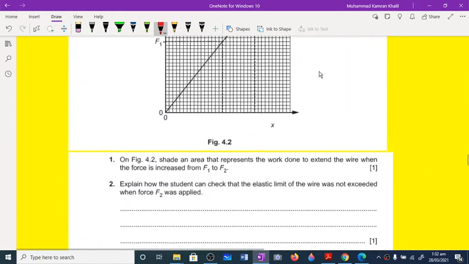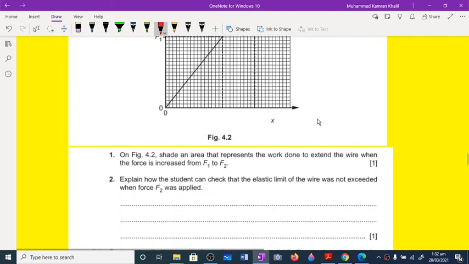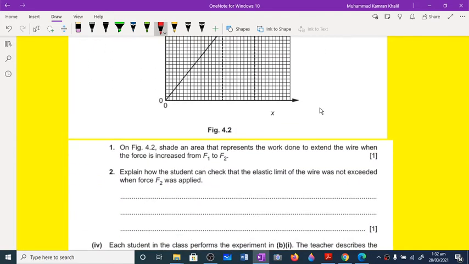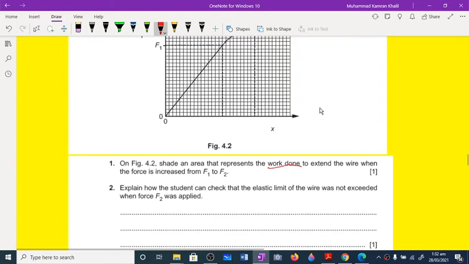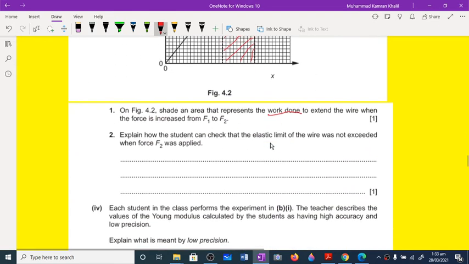The next part is related to this: another student repeats the experiment in B1, increasing force beyond F1 to a new maximum force F2. The new graph is obtained in the diagram. So what is the work done? Work done, because we are moving from F1 to F2, is all this region. So we have to shade all this area between the two dotted lines. That will represent the work done by the object moving from F1 till F2.